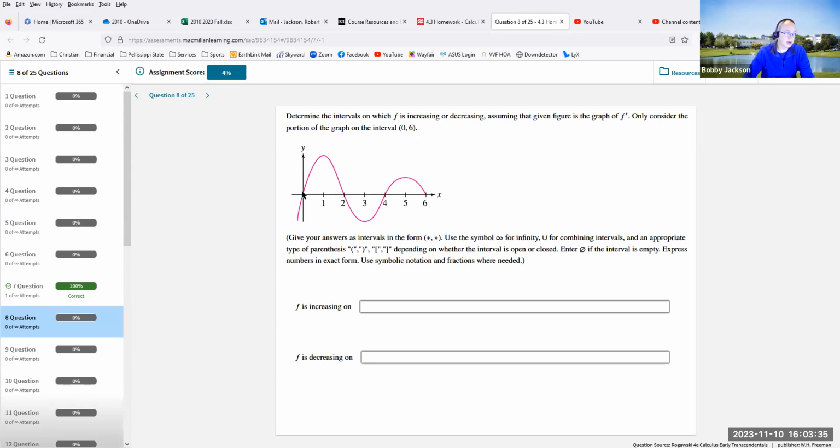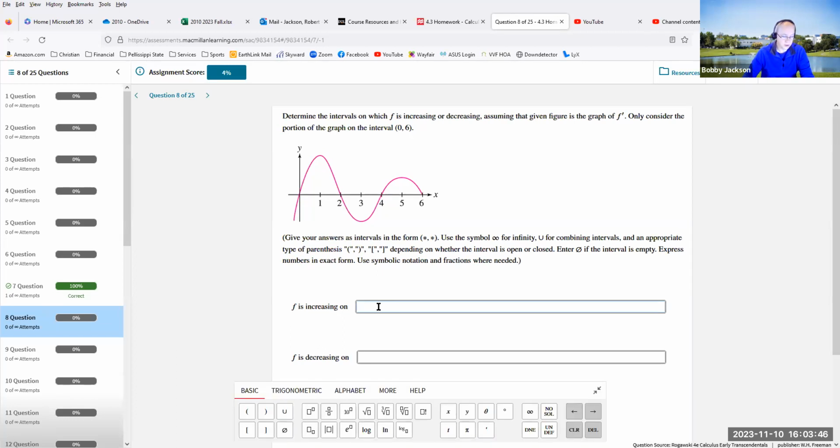When is the derivative positive? Well, it's positive when the graph is above the x-axis. Between 0 and 2, the derivative is positive, and between 4 and 6. And so those are the intervals where the function is increasing. So from 0 to 2, and then union from 4 to 6.